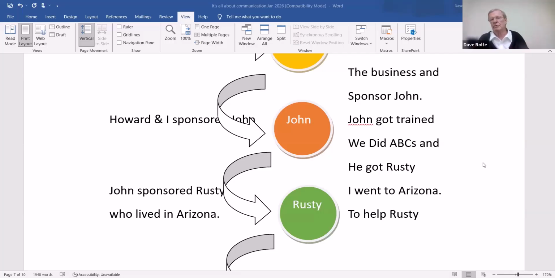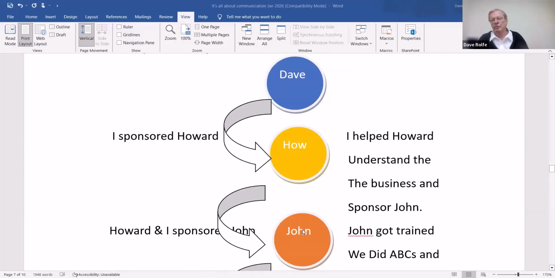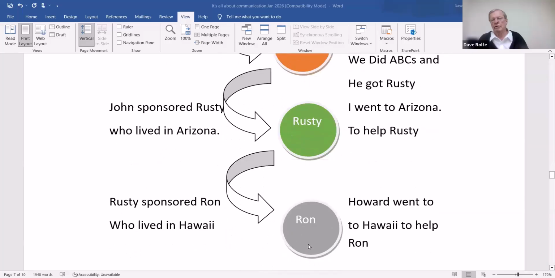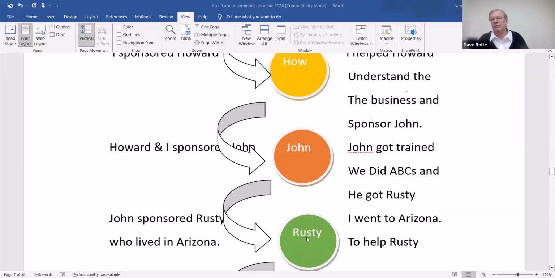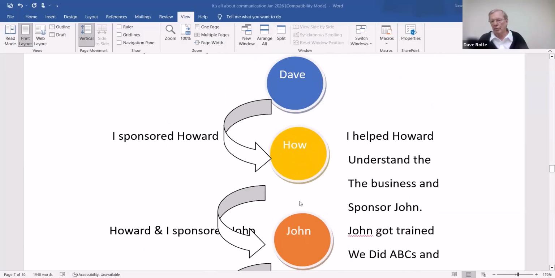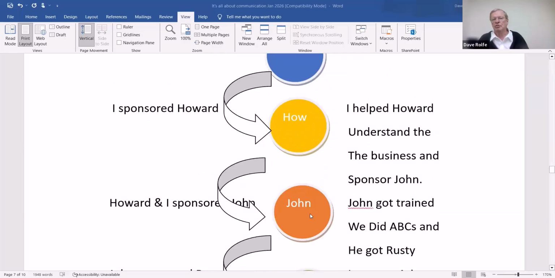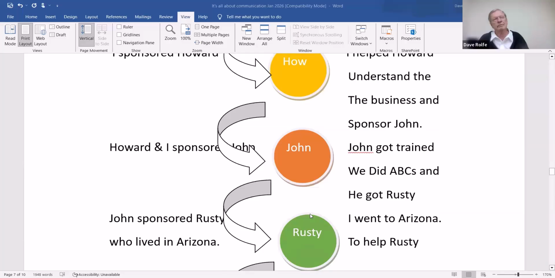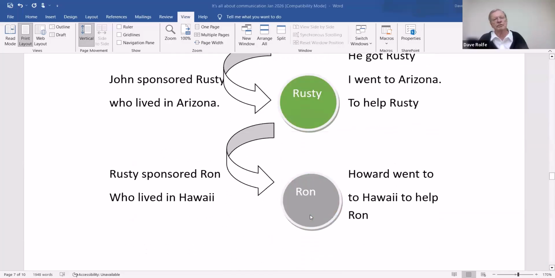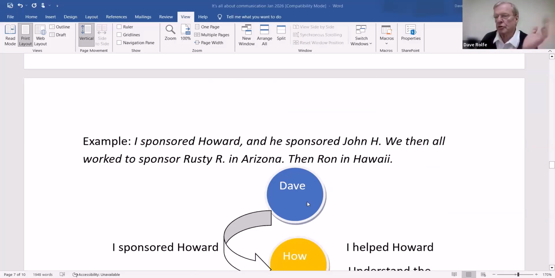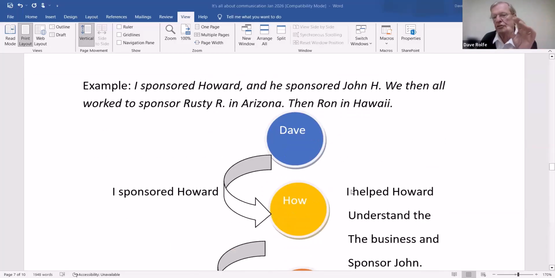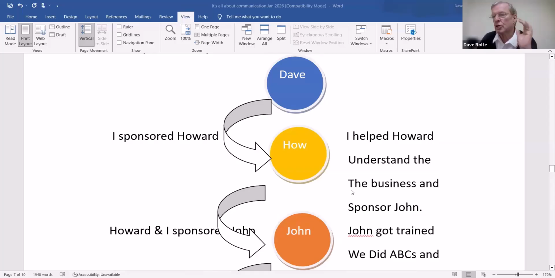So how did we build this business? I got to Howard, Howard got to John, John got to Rusty, Rusty got to Ron. Ron was the guy that fired everybody up above him. Howard went wide, John went wide, Rusty went wide. I think Howard got to platinum, John got to, what did John get to? Maybe gold. Rusty got to gold, and Ron got to platinum. These are all individuals. They had their own circumstances, but what I want you to see here is the concept.